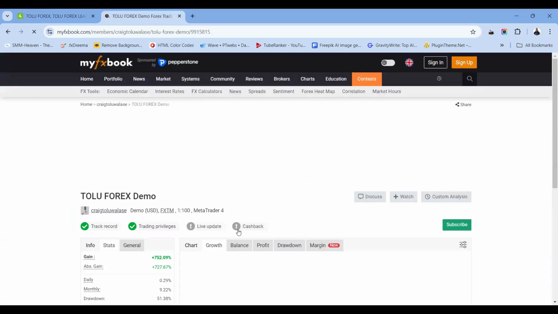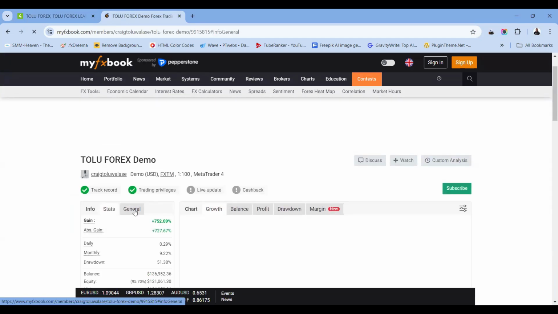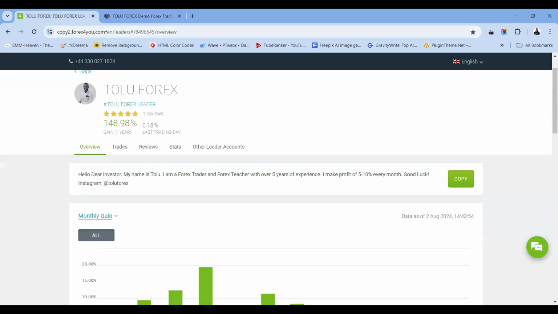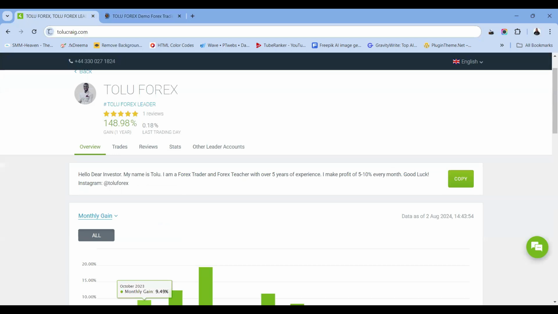Now, this is the other system that I've been using since 2022. Still loading. All right, so let me open this. Hold on, I will open this and share with us.